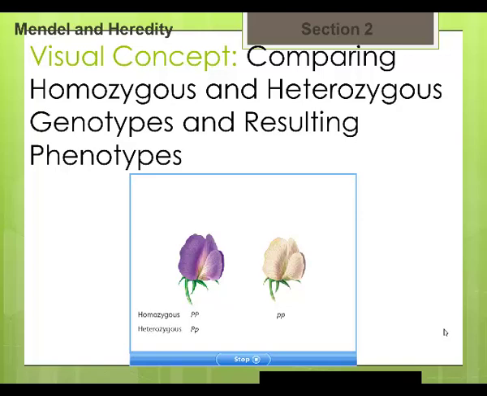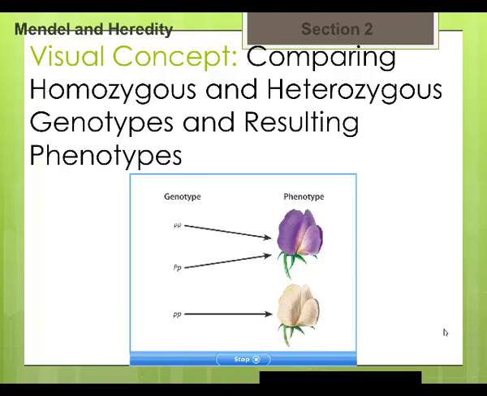The genotypes result in different appearances, or phenotypes, for the flowers. In this case, purple flower color is dominant. A flower with even one allele for purple flower color will have purple flowers. Flowers with two recessive alleles will have white flowers. Note that the phenotype can be determined from the genotype, but the genotype cannot always be determined from the phenotype.